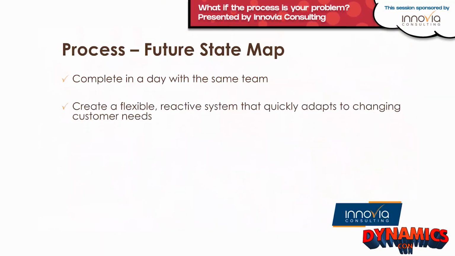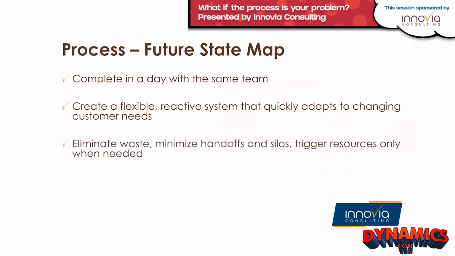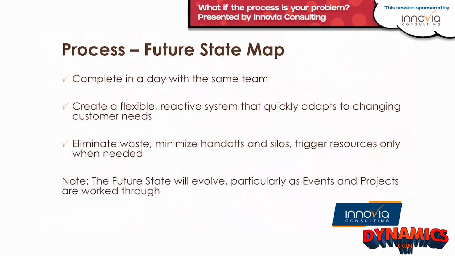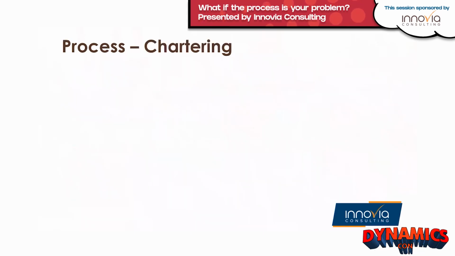So as I said, how do you do this? Completing the day with the same team, create a flexible and more reactive, frankly, proactive system that quickly adapts to change, eliminate waste, minimize the handoffs and silos. One thing when you do that value stream map number 2, the one that does the functional bands, you can see things bouncing between the functional bands. And that's kind of noise and too much travel between things. So you can realign where things are done as a result of that. And as I said, the future state will really evolve as you work through events and projects.